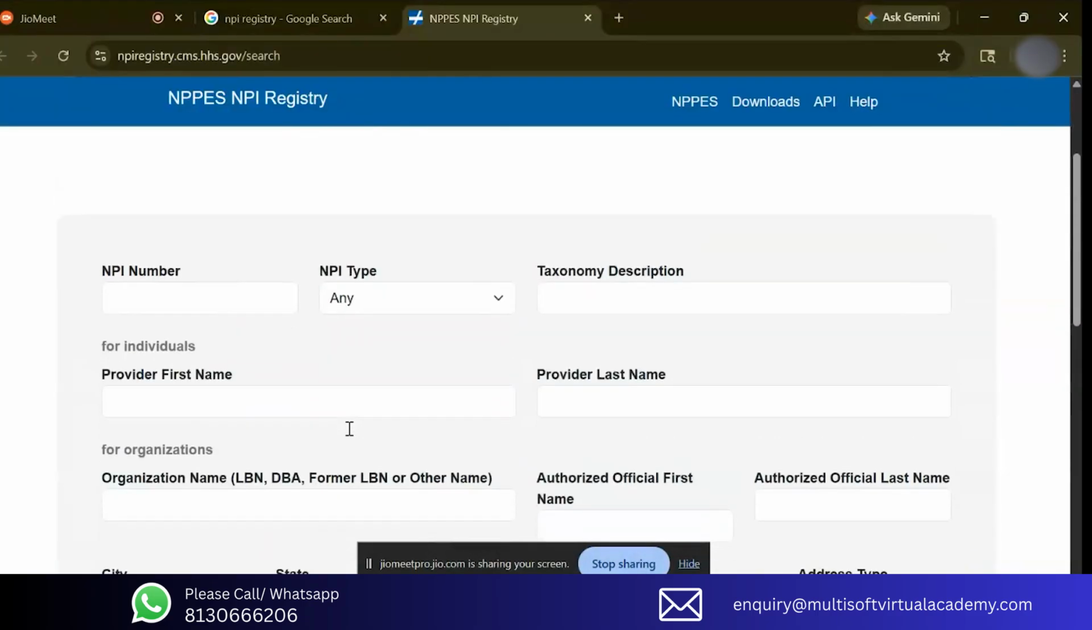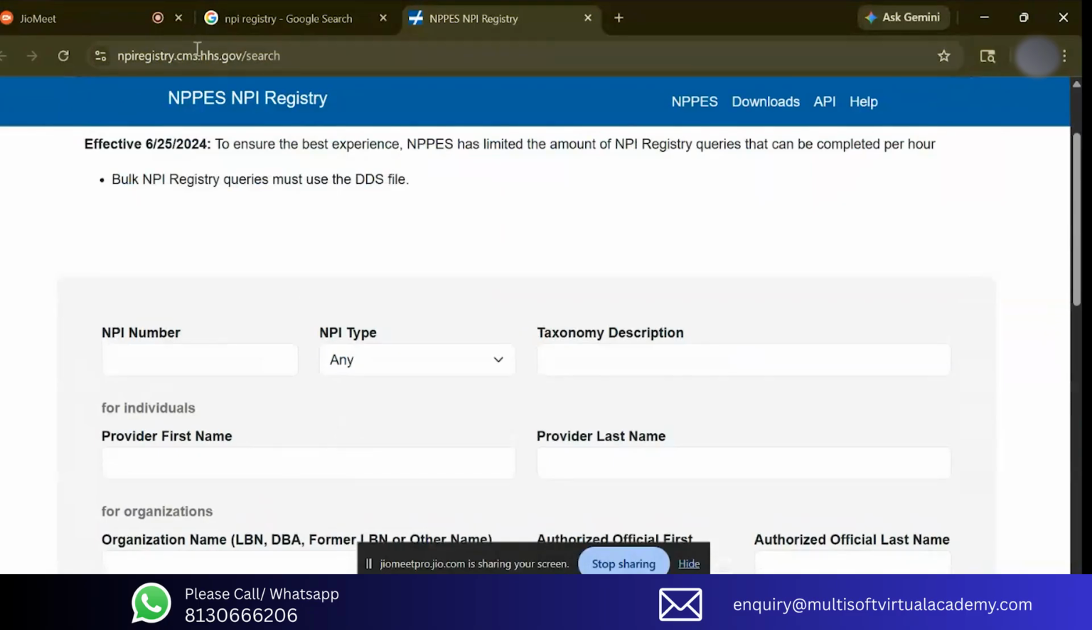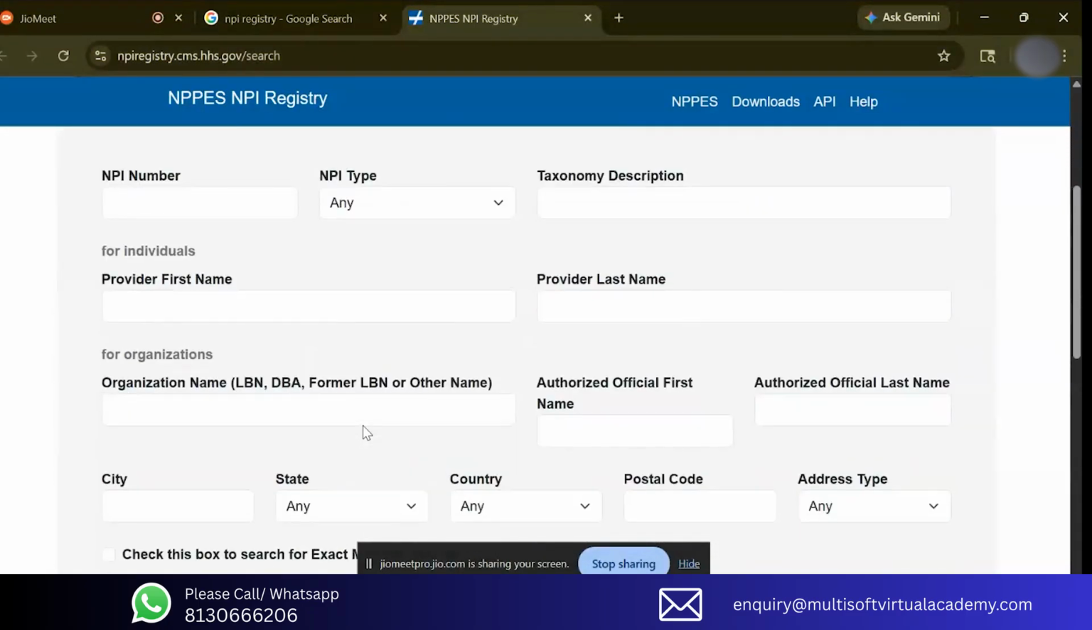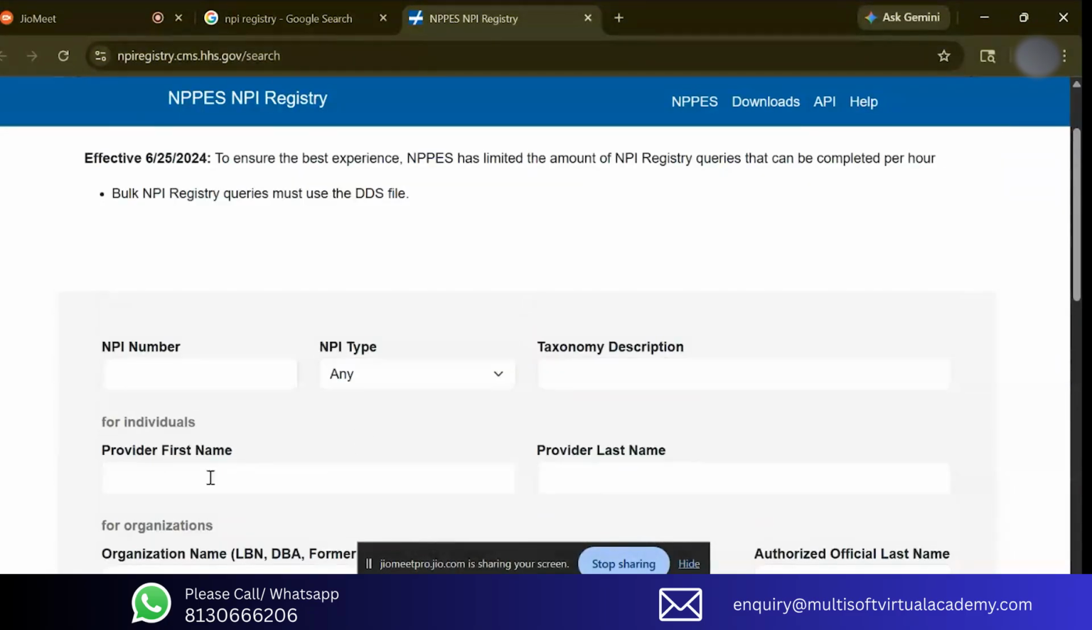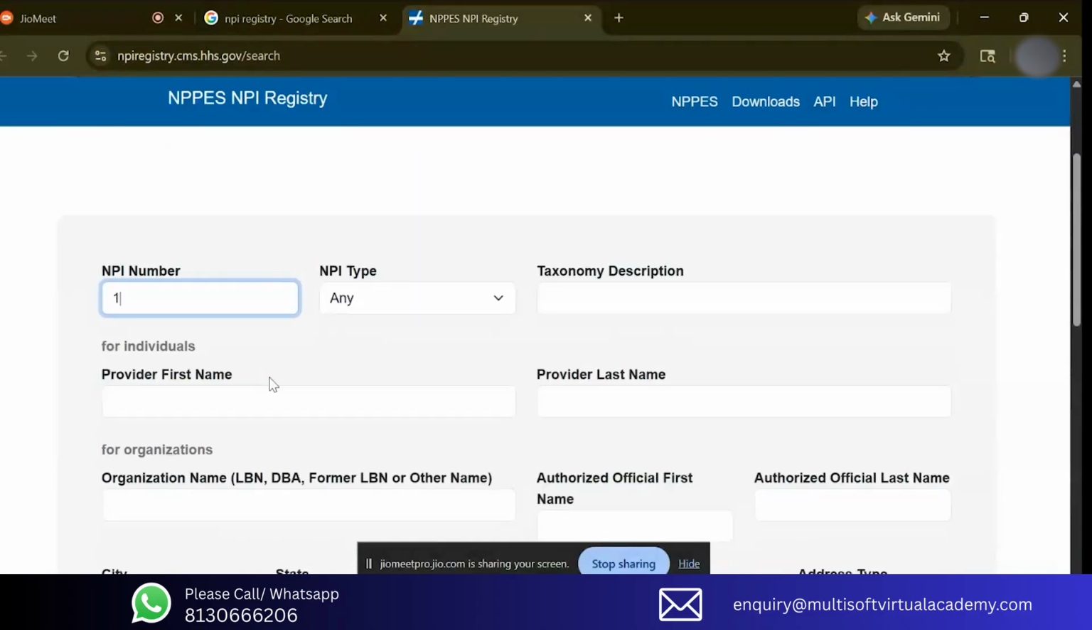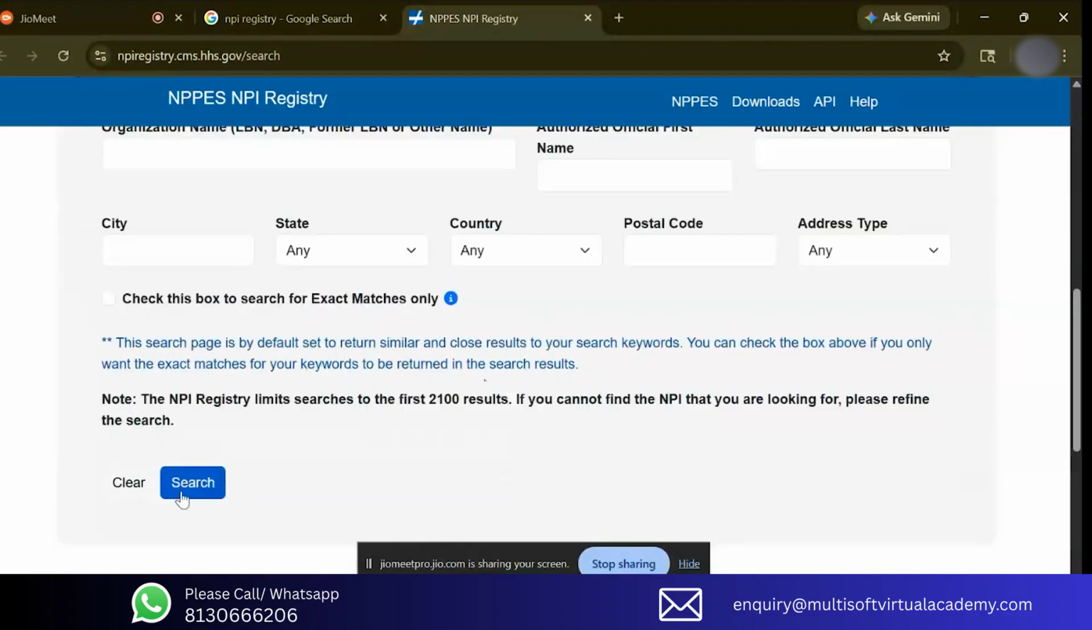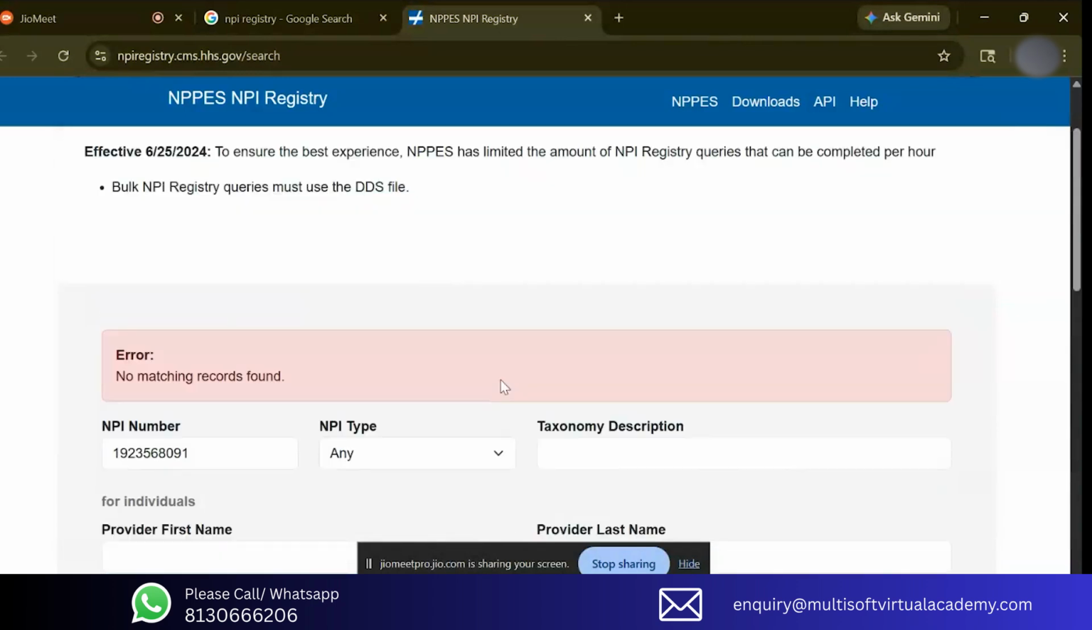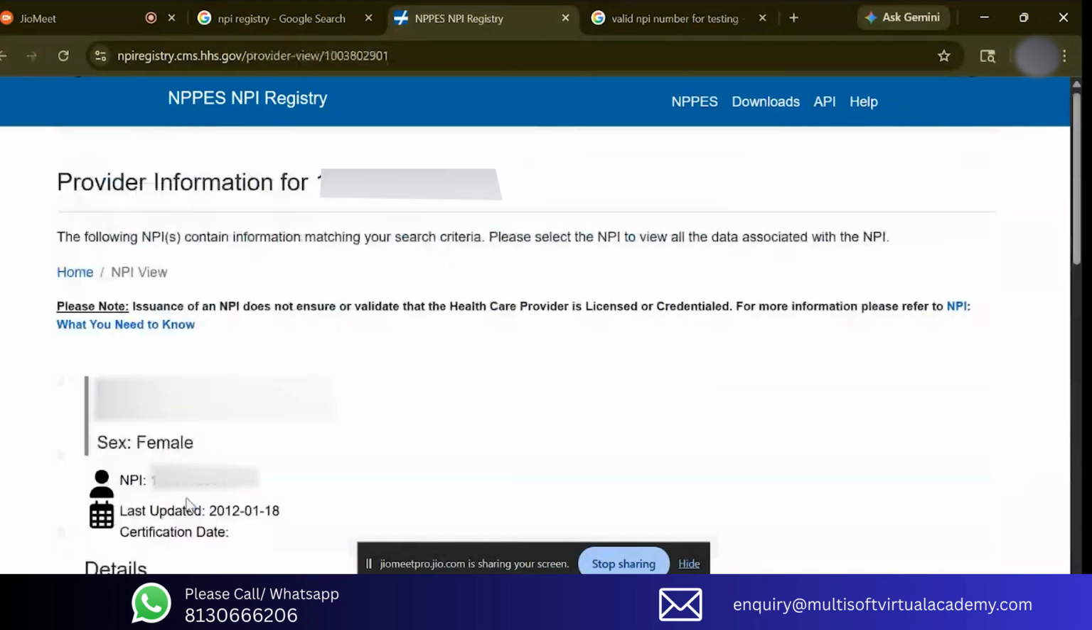Here, this is basically a government search website where you can search for providers. Let me enter something at random and check if we get anything. No records for that. Okay, I have just entered an NPI number. You can see what the name of this provider is.